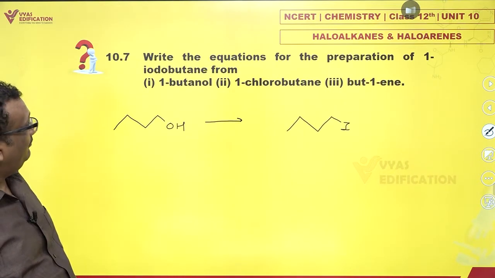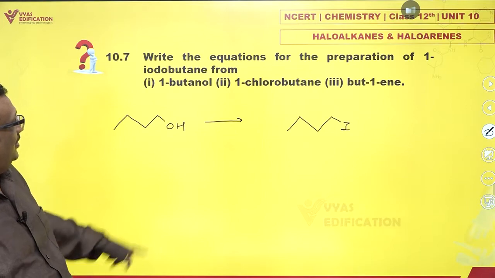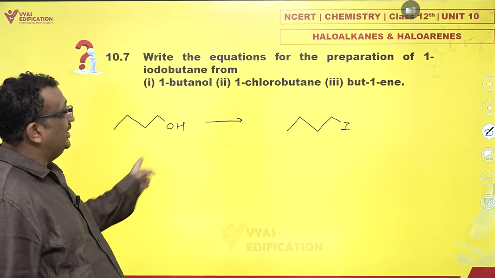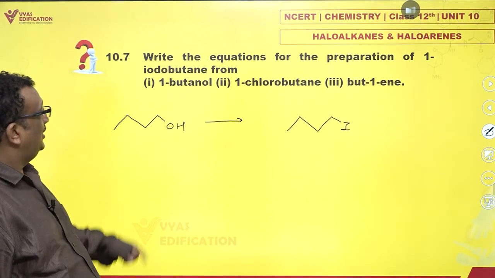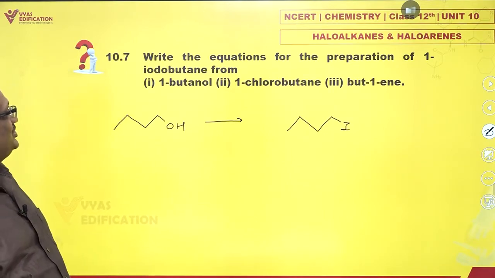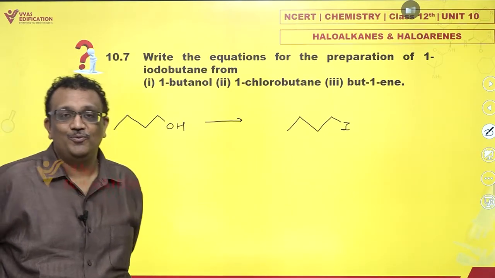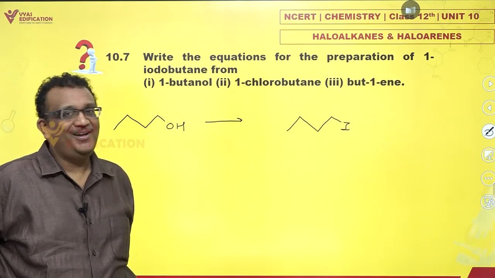Well, I also have 1-chlorobutane which I intend to convert to 1-iodobutane, and I have but-1-ene which I intend to convert to 1-iodobutane. How shall I do it? Well, let's take a look.